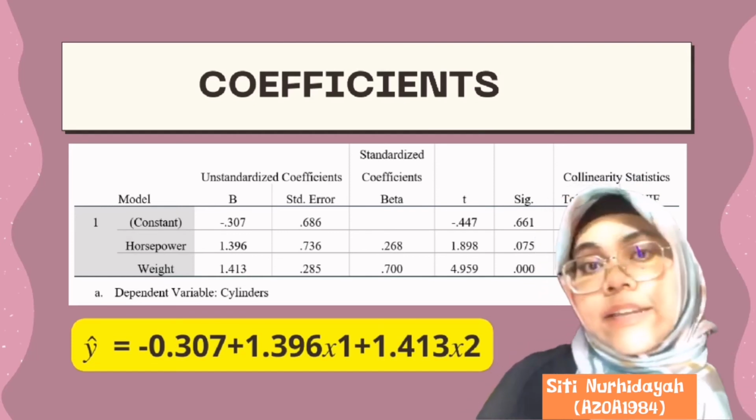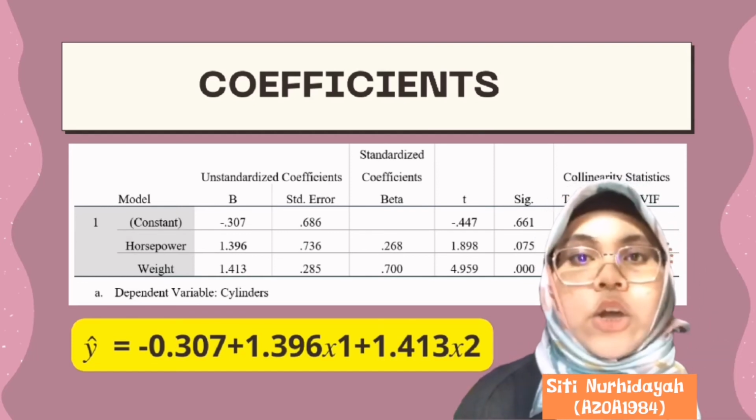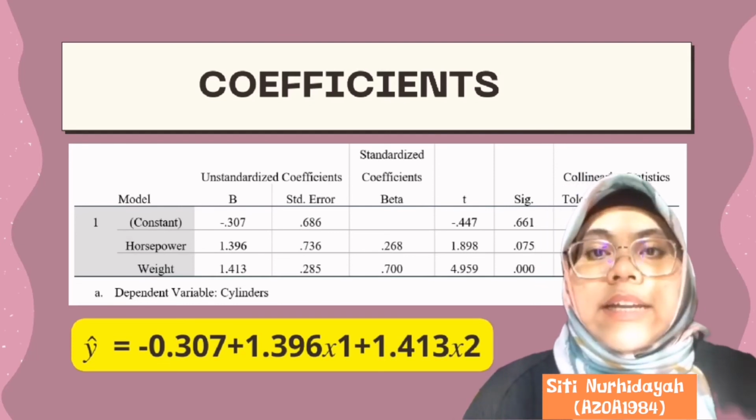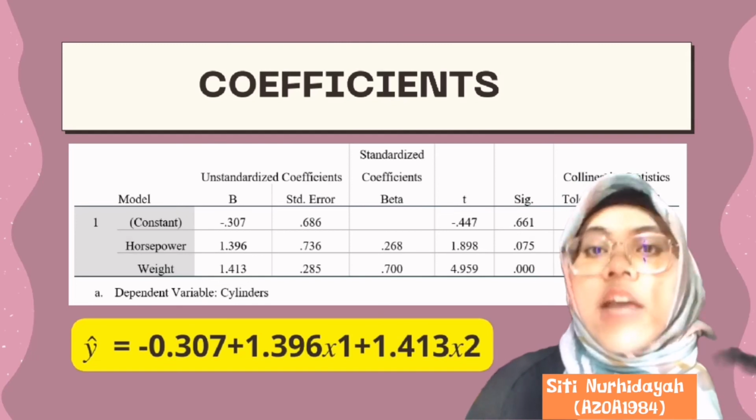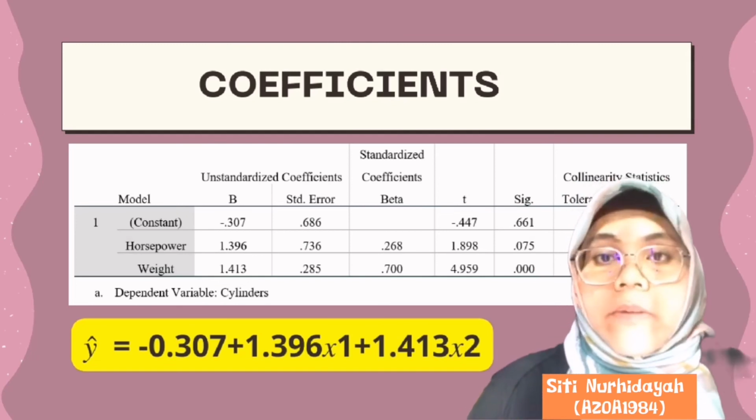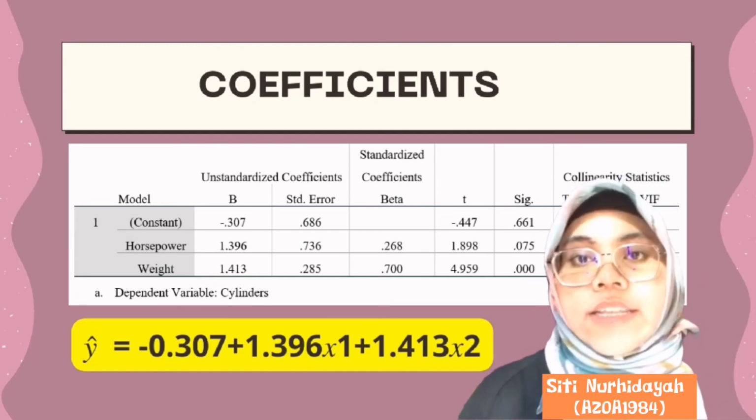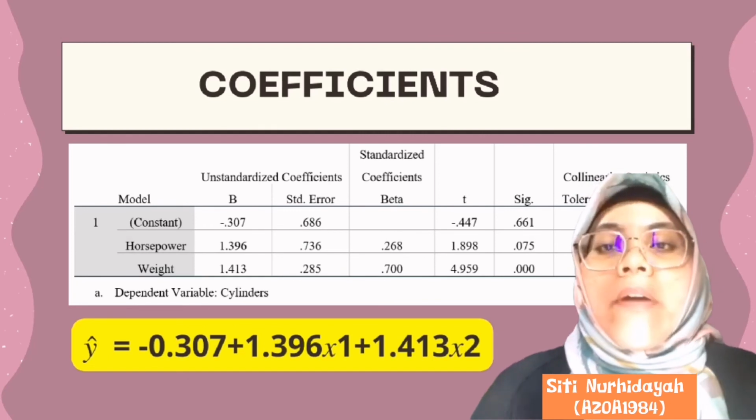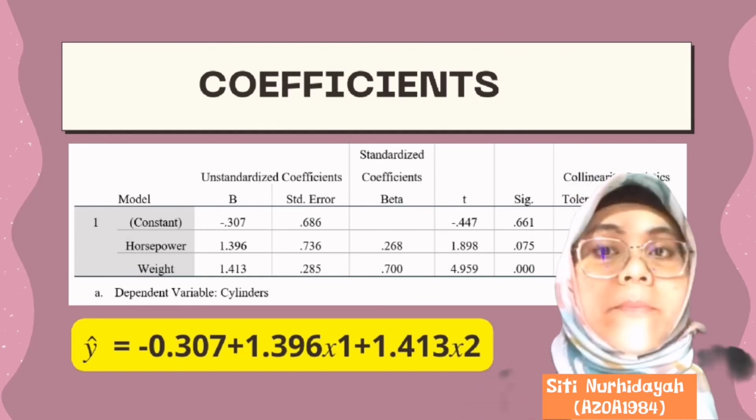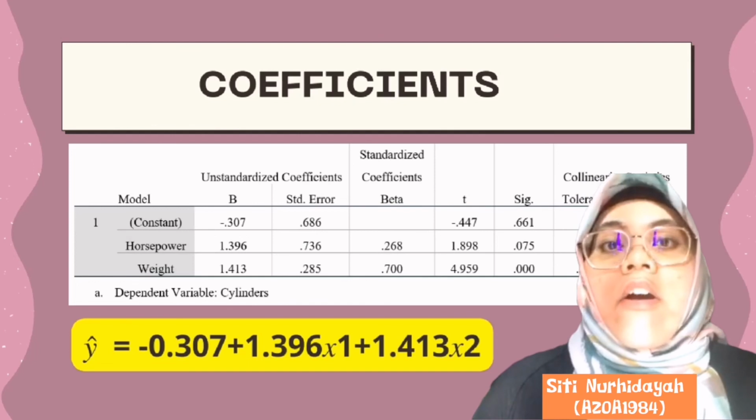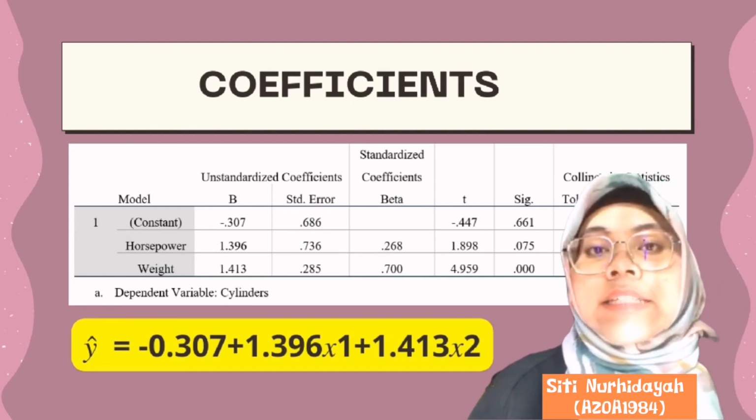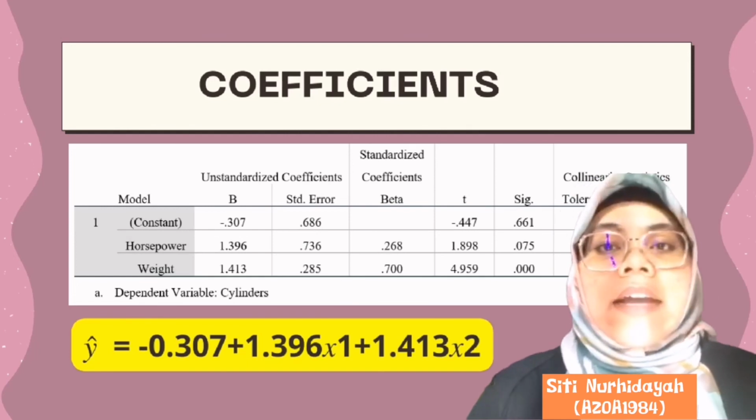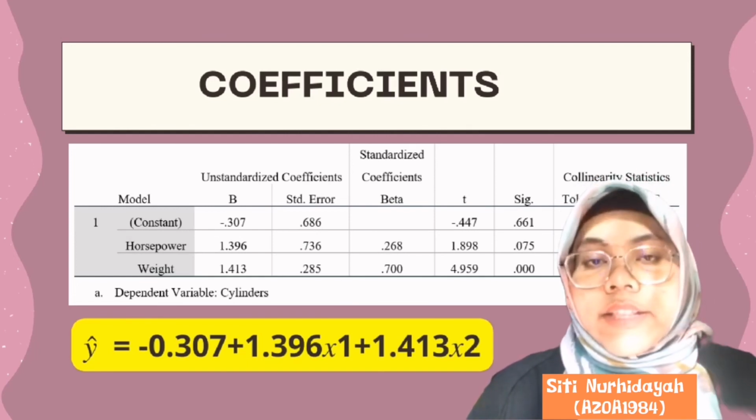For every unit increase in horsepower, cylinders will increase by 1.396, provided the vehicle weight remains unchanged. Similarly, for every unit increase in weight, cylinders will increase by 1.413 units, provided the vehicle is still of the same horsepower. Since VIF for all predictors are less than 10, there is no evident multicollinearity.